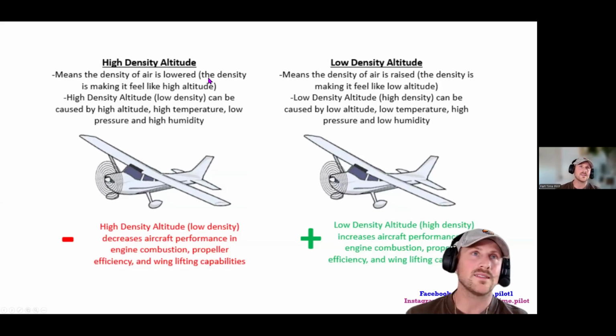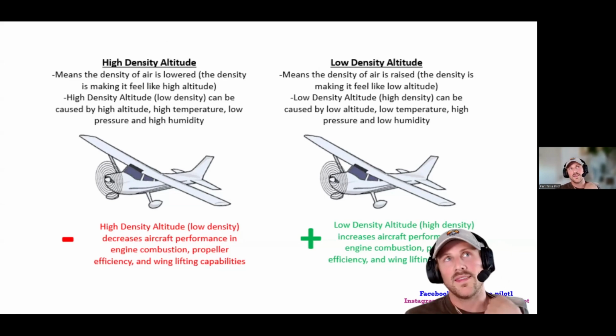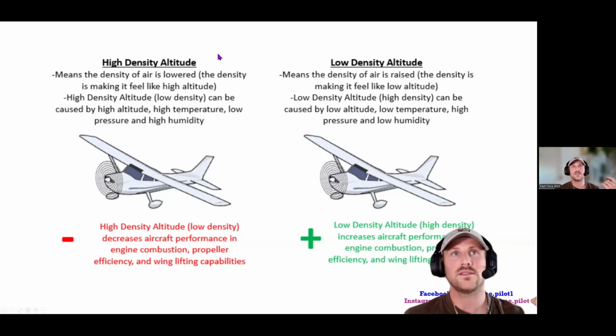What they're trying to say is the density is making it feel like we're at a high altitude. Okay. So it's almost like, okay, we have lower density. Hey, that's almost as if we're flying at 10,000 feet. And that's essentially density altitude. High density altitude, low density can be caused by high altitude, high temperature, low pressure, and high humidity.